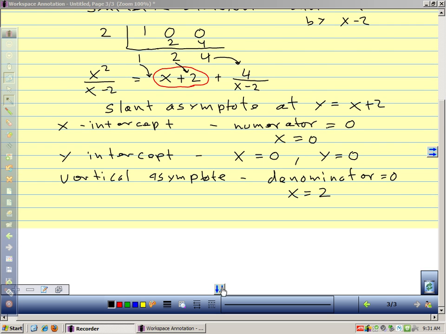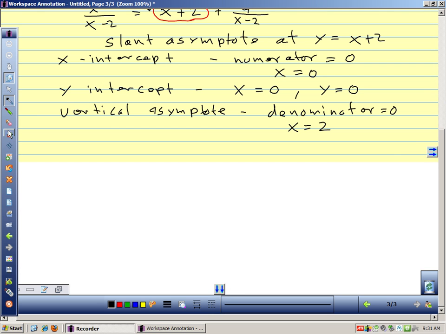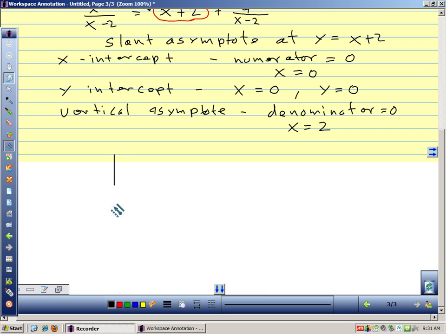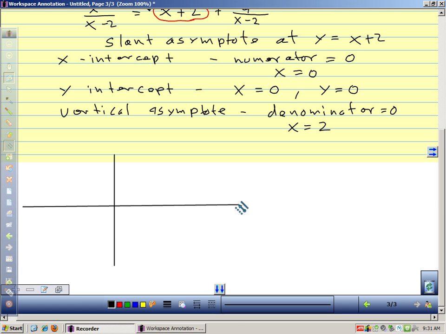All right, so let's start sketching our graph. So here are my axes. I want those in solid black lines. And my asymptotes we'll do in dotted red. So we have a vertical asymptote at x equals 2. So I'm going to put this out here at x equals 2. And our slant asymptote, y equals x plus 2.